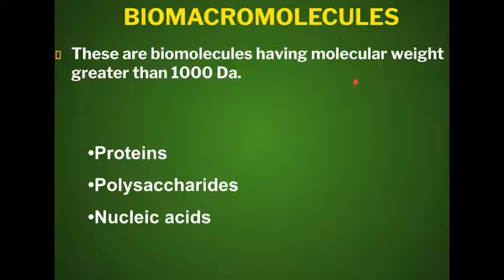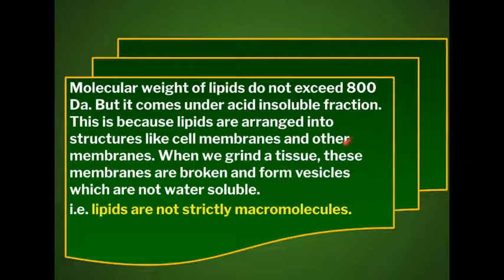Now let us learn about biomacromolecules. As we learned earlier, macro means their weight is more than 1000 daltons. So these will include proteins, polysaccharides and nucleic acids. If we talk about lipids, the molecular weight of lipids does not exceed 800 daltons, but it forms an insoluble fraction. This is because the lipids are arranged into structures like cell membranes and other membranes. So when we grind a tissue, these membranes are broken up and form vesicles which are not water soluble. They are hydrophobic. So lipids are not strictly macromolecules.